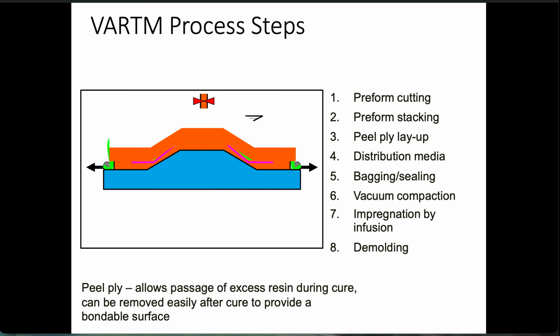There's a step-by-step process here. You have to cut your preform, stack your preform, and put a distribution media on your composites. The reason we add the distribution media is that we want to make sure we have uniform resin throughout our whole system. Then we do the bagging and sealing, vacuum, impregnation by infusion, and eventually demolding. This whole process, except for the preform cutting, will be done by you in the lab, as you have seen in the video.